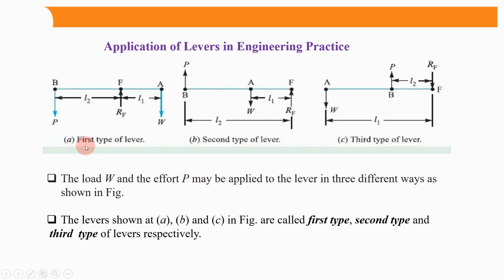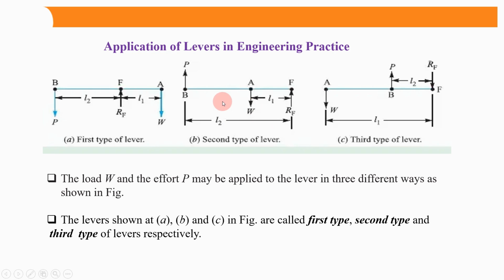So please see. First of all, we should see what it is. Please see, the load W and the effort P may be applied to the lever in three different ways as shown in the figure. Please see how it is applied. Let me first give you some basic idea about this. In this first type of lever, you can see your effort is here P, your W is here at point A, and F is in between your load and effort.